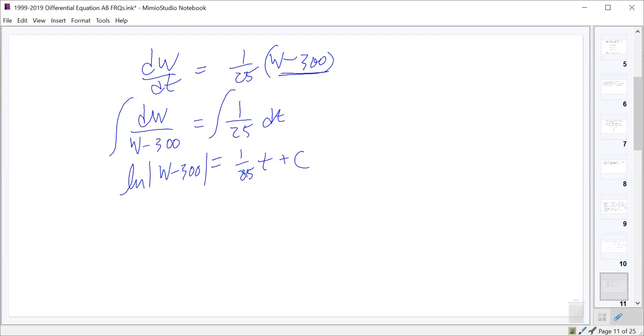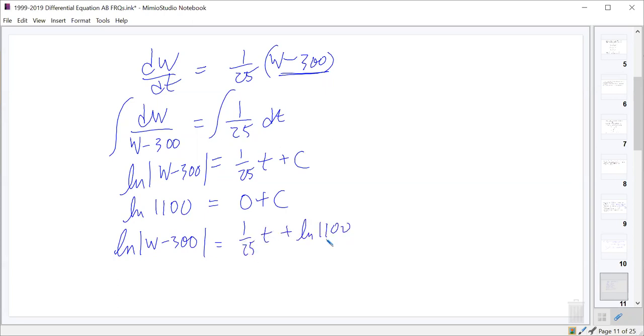Sorry, solving for a constant, we need to plug in our initial condition. So that's w is 1400, which 1400 minus 300 is 1100. Initial condition was 1400, right? Yeah, okay. I can subtract. Don't worry. And then that gives us 0 plus our constant over here. Everybody good? So now we have natural log absolute value w minus 300 equals 1/25th t plus the natural log of 1100.